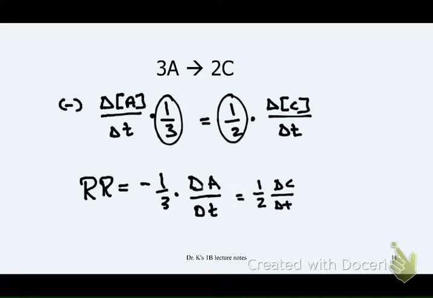The other way you can do it is just use stoichiometry. If you know the rate of change for A, you multiply it by 2/3, the stoichiometric coefficients, and you'll have the rate of change for C. I mean, you can do conversions like that, so you can use stoichiometry to convert one side to the other as well.